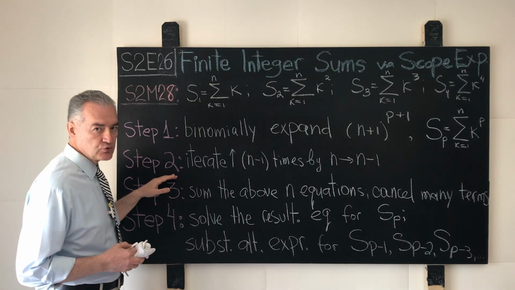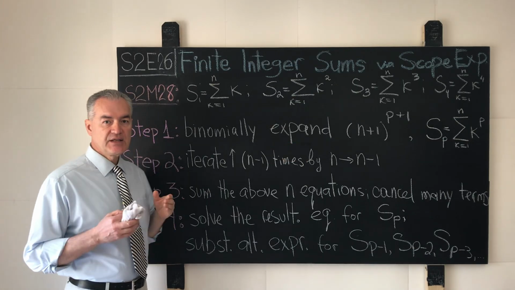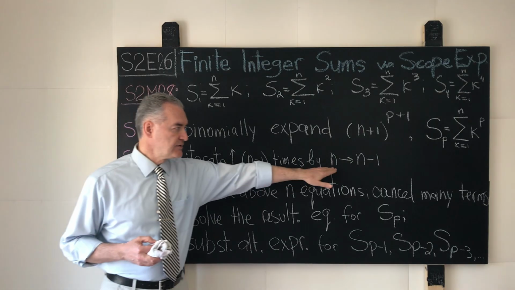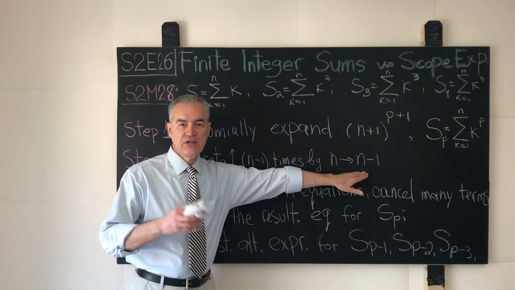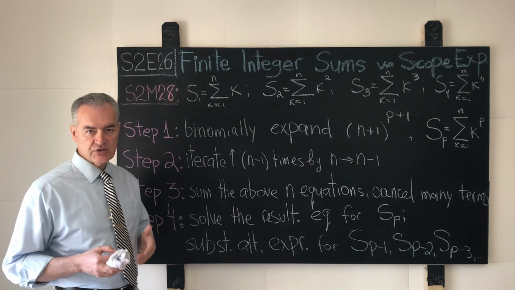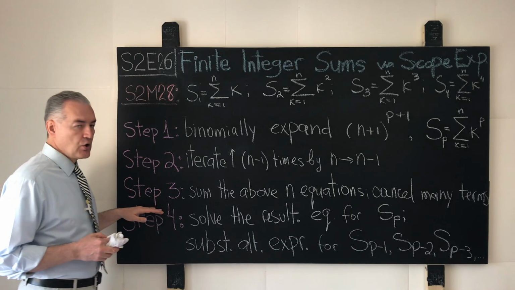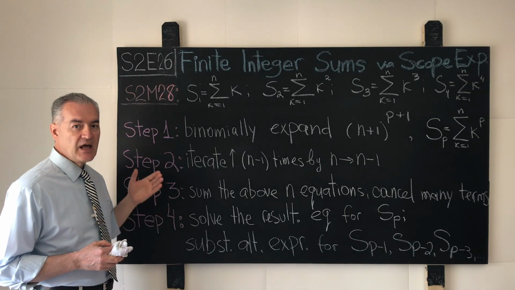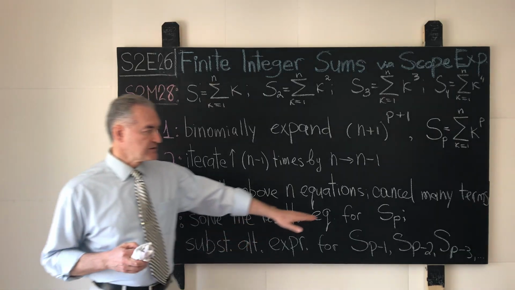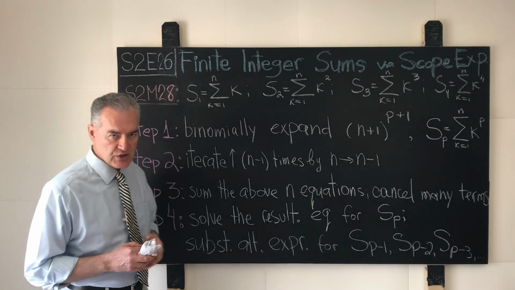Step number 2 is to take the expansion that we produced in step 1 and iterate it n minus 1 times by replacing n with n minus 1 in each consecutive iteration. And for those who do not know what it means to iterate an expression, I'll explain it in a minute. In step number 3 of our algorithm, we are to sum the resultant n equations and witness an avalanche of favorable cancellations of common terms that will appear in the constructed n equations.